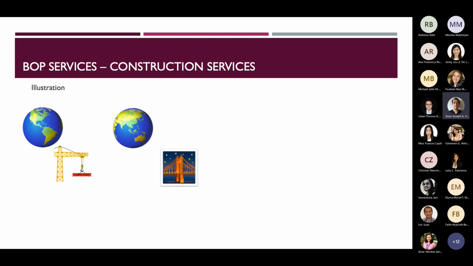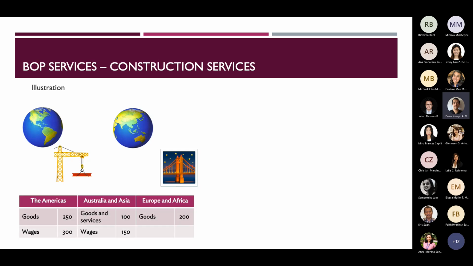And a construction company agrees to build a bridge. So the company is coming from the Americas, and the bridge is being built in Australasia. Let's assume that the gross value of the construction is valued at 1,200 local currency units, of which goods acquired from the Americas are 250, goods and services acquired from Australasia are 100, and there are certain goods and services acquired in Europe and Africa valued at 200.